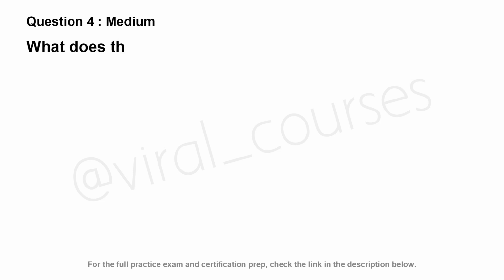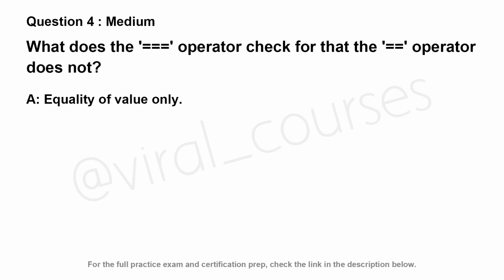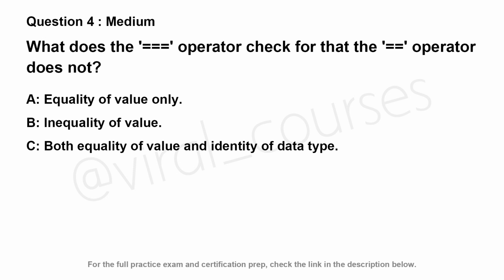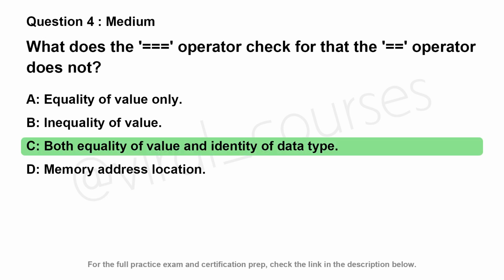What does the === operator check for that the == operator does not? Option A, equality of value only. Option B, inequality of value. Option C, both equality of value and identity of data type. Option D, memory address location. The correct answer is C.